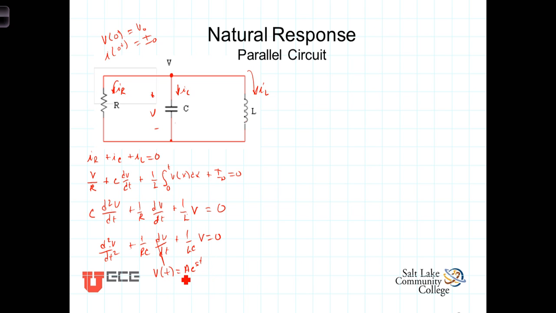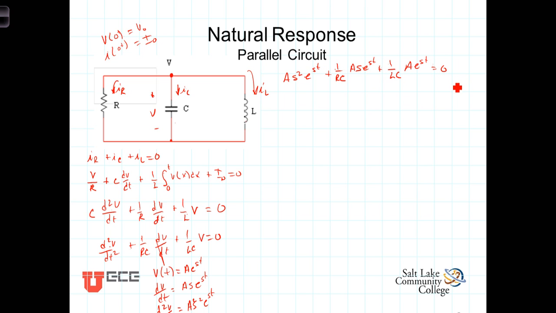Now, in order to solve this, we're going to need the derivative with respect to t, which is A s e to the st, and the second derivative with respect to t will be A s squared e to the st. Now with these expressions of v and the first and second derivatives, we can plug those into our differential equation, and we get the second derivative A s squared e to the st plus 1 over RC times the first derivative A s e to the st plus 1 over LC times the variable itself A e to the st equals 0.